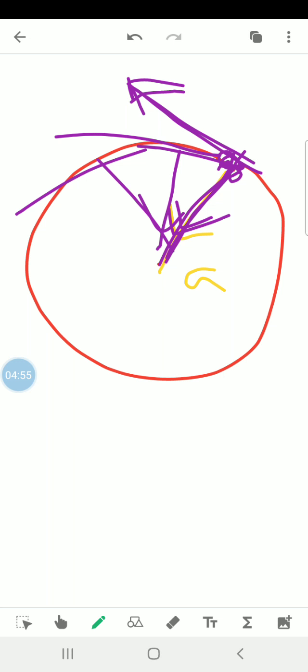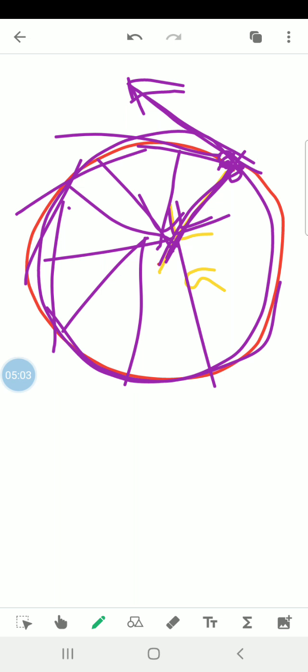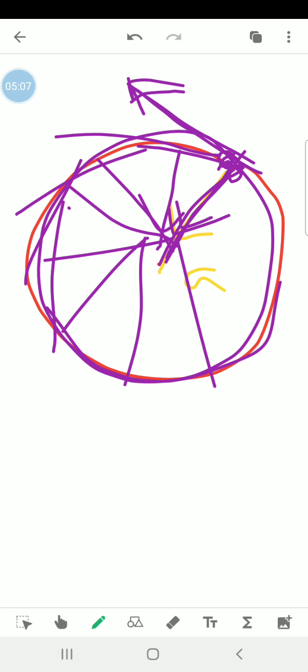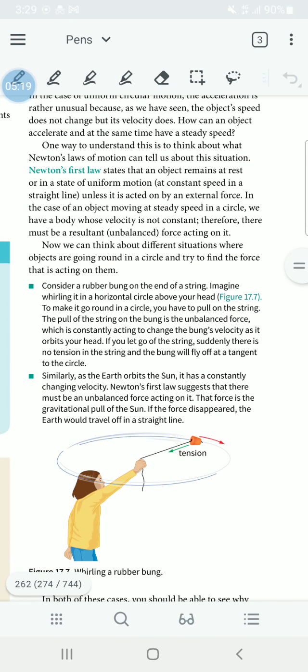So at each point, at any given point, it is being pulled towards the center. That is the reason why it is traveling in a circle. It is always being pulled towards the center. That is the reason why it continues to travel in a circular motion. I hope you understood that.